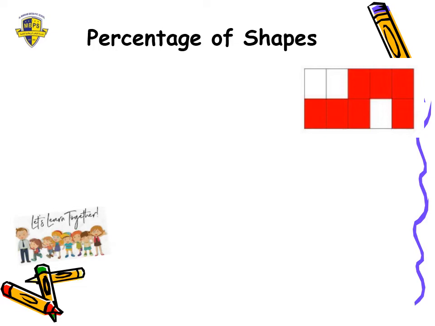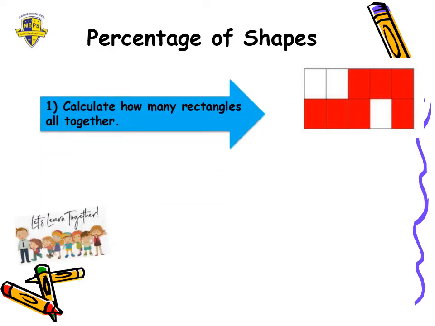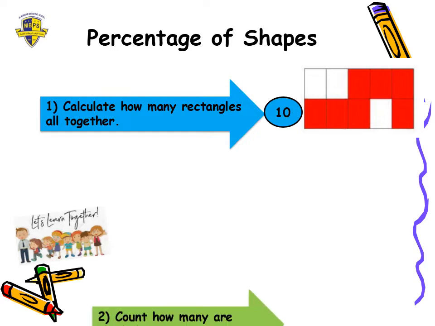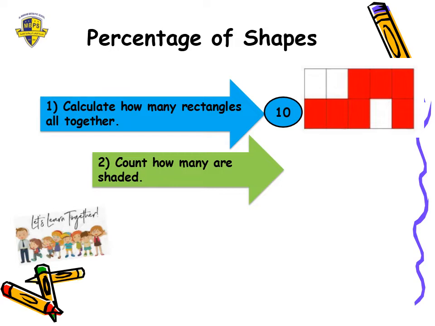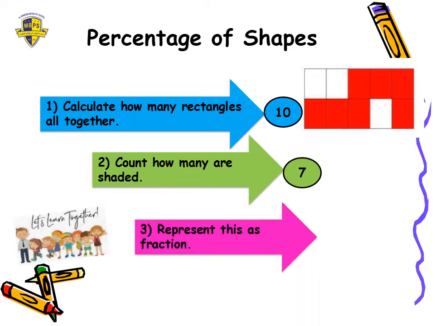How do we do this? First, you have to count how many small rectangles we have altogether, and you say that we have 10. Good. Now the second step, how many are shaded? We count it and we find it, it's 7. Now the third step, we write this as a fraction. Write the fraction of the shaded part. It's 7 out of 10.